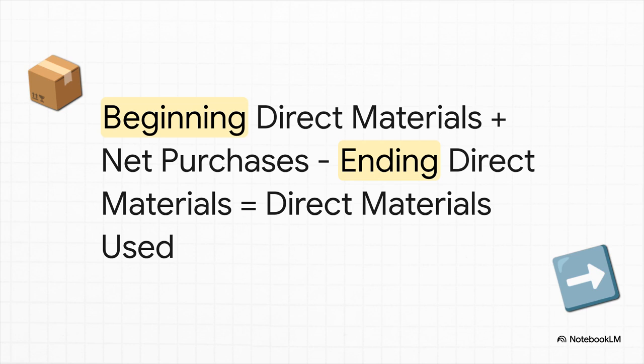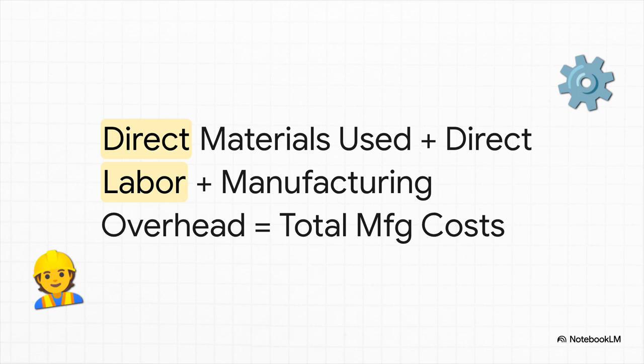This gives us the exact dollar amount of raw materials that left the quiet storeroom and entered the chaos of the active factory floor. All right, step 2, we take those used materials we just calculated and we mix in human labor and factory overhead to find our total manufacturing costs. Now, direct labor is the cost of human effort traced directly to the product. Think of a welder's hourly wages. Manufacturing overhead is a catch-all for indirect manufacturing costs. This means indirect materials like glue, indirect labor like the factory janitor, and the factory utilities. Add those 3 pieces together, materials, labor, and overhead, and bam, you've got your total manufacturing costs.